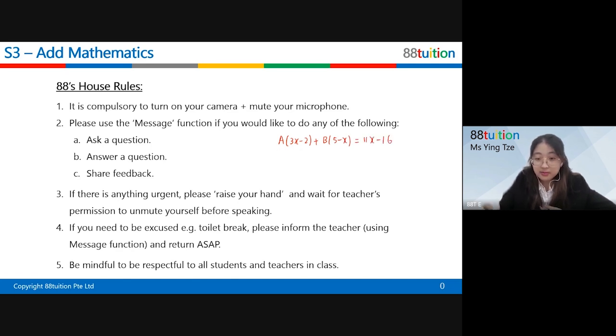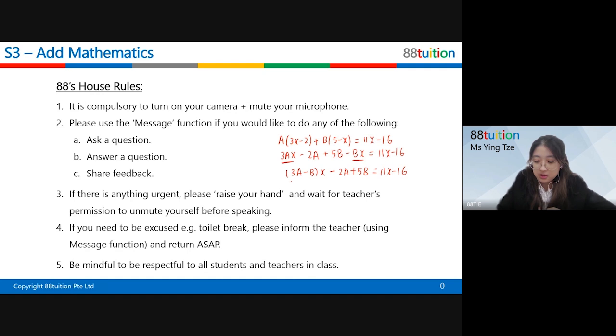You first expand both of the brackets, so you have 3ax minus 2a plus 5b minus bx. And now you have to group up all the terms with the x. So we have (3a minus b) times x, and then minus 2a plus 5b equals to 11x minus 16.